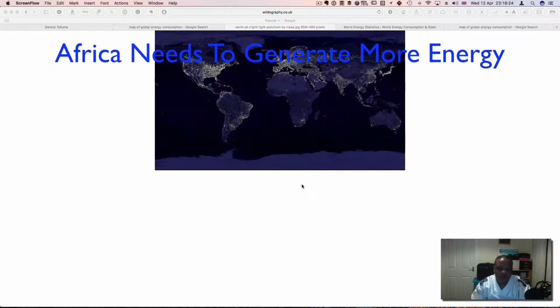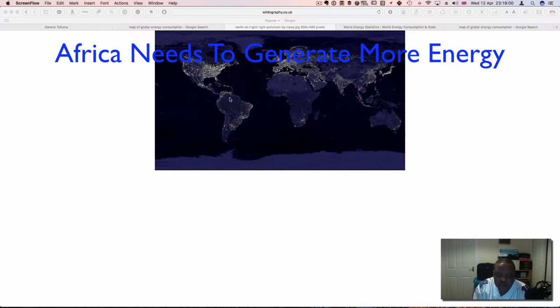So I've got on the screen, and today I want to talk about energy and energy use across the world. This picture, or this map that you're looking at, is the world map, and it shows the dark areas where there are no people living, because it's all water, it's all sea, all oceans.